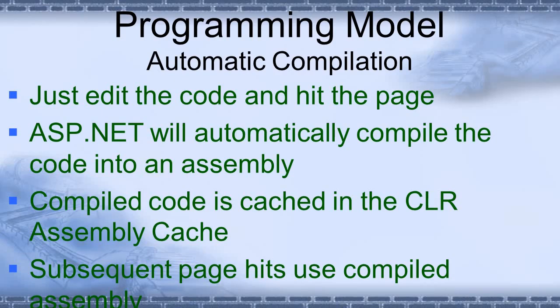Just edit the code, hit the page. ASP.NET will automatically compile the code into an assembly. Compiled code is cached in the CLR assembly cache. Subsequently, page hits use the compiled assembly.